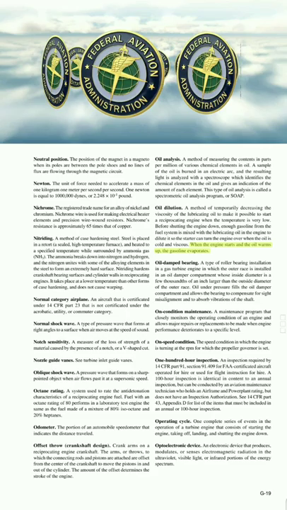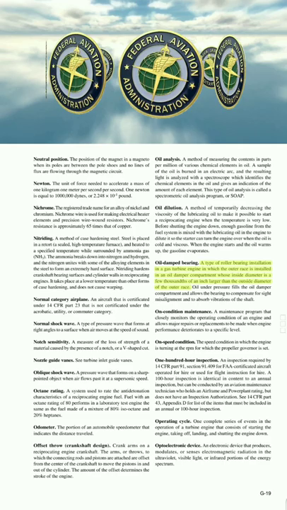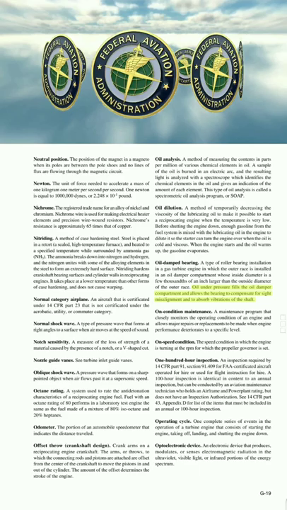Oil damped bearing. A type of roller bearing installation in a gas turbine engine in which the outer race is installed in an oil damper compartment whose inside diameter is a few thousandths of an inch larger than the outside diameter of the outer race. Oil under pressure fills the oil damper compartment and allows the bearing to compensate for slight misalignment and to absorb vibrations of the shaft.